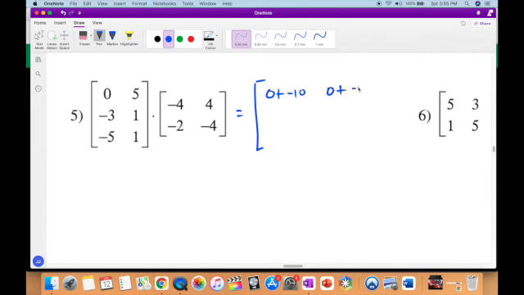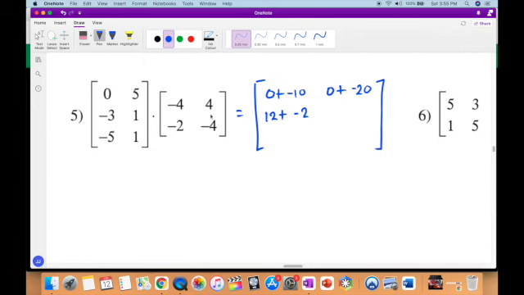5 4s are 20, negative 20. Right? Then we have here the second row. So negative 3 times 4. So I'm multiplying the second row by the first column now. Right? Negative 3 times negative 4. 4 3s are 12, positive 12. Plus 1 times negative 2 is negative 2.